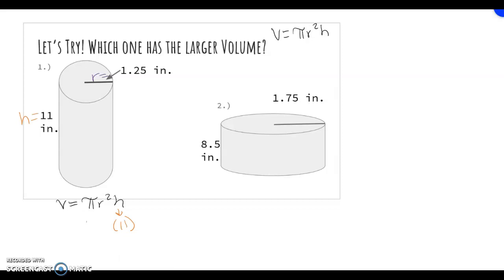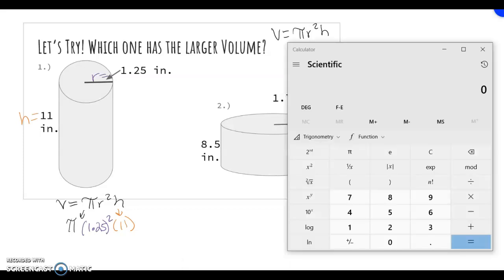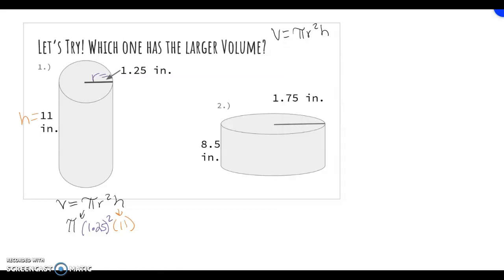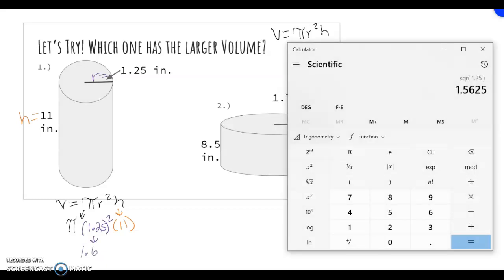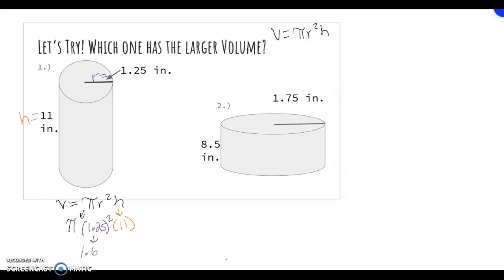for my height, and then my radius is 1.25 squared. Make sure that you square it, meaning you're taking that number and multiplying it by itself. For this part of our unit, we're going to use a calculator. So I'm going to take 1.25 and square it, meaning this x squared button. So I get 1.5625.